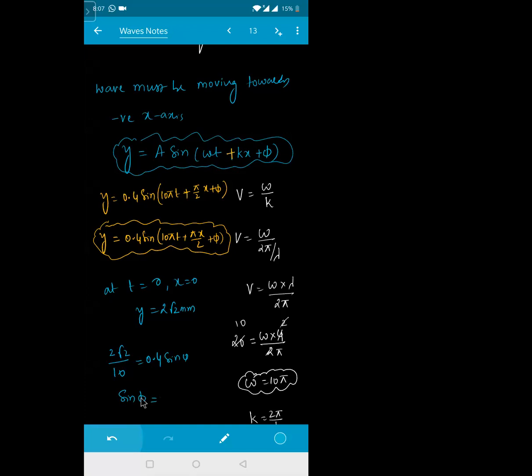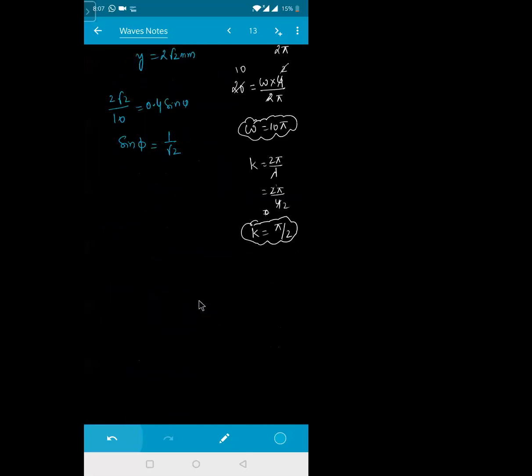Sine phi value, how much does it come to? Root 2... it comes to 1 by root 2, right? Sine phi is 1 by root 2. If it is 1 by root 2, what is the initial phase right now for me? The initial phase will be equal to pi by 4, or it can be 3 pi by 4. So this is the phase value.